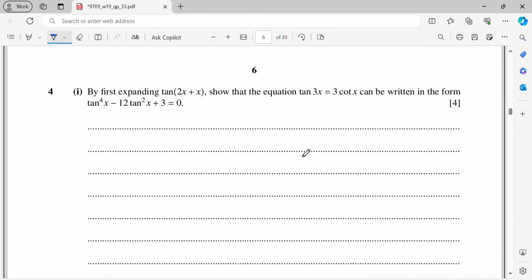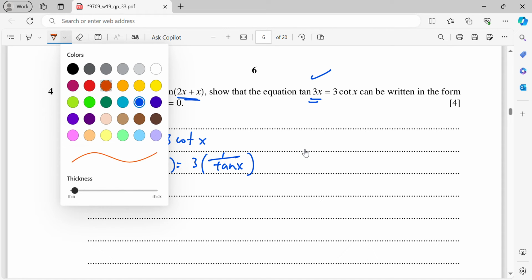Okay, so for question number 4, first part, by first expanding tangent 2x plus x, show that the equation tangent 3x equals 3 cot x can be written in the given form. That's why you are given the hint. The 3x you change to 2x plus x. So now I will start with tangent 3x equals to 3 cot x. So the tangent 3x I change to tangent 2x plus x. This 3 cot x is 3 times 1 over tangent x.